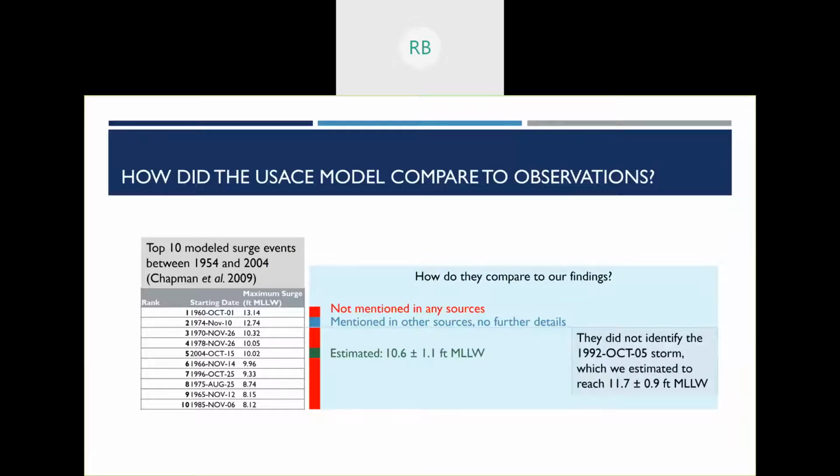However, they didn't see this 1992 storm, which is a really big one. And so ultimately, I'm not exactly sure what to interpret here other than, just looking at these model results alone doesn't tell you the full story of what's happened in Golovin.